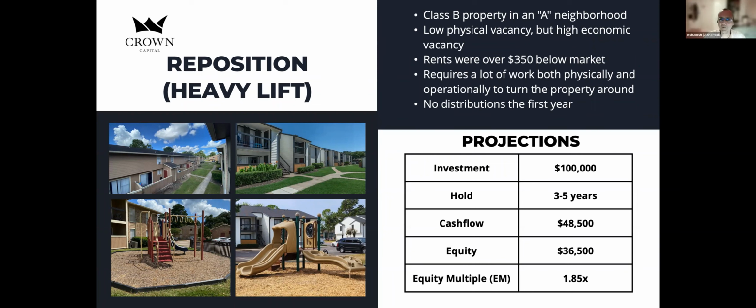Are these projections per unit? Yes, per unit. We had actually projected $350 below market before we closed, but the average rent increases have been closer to $375, and that's per unit. And you'll notice the before and after pictures. Essentially, we're bringing this from a Class B to a Class A.